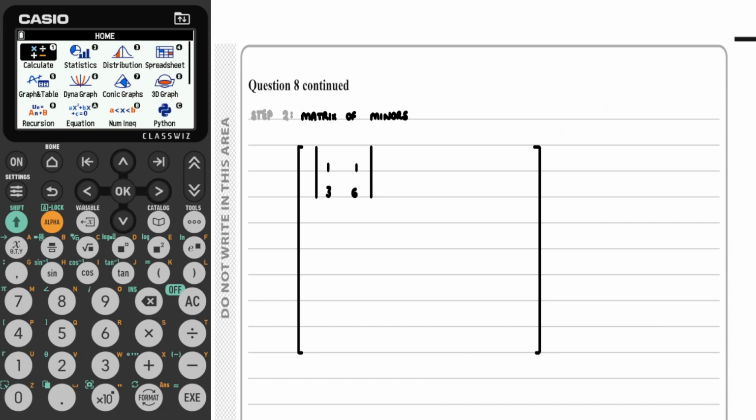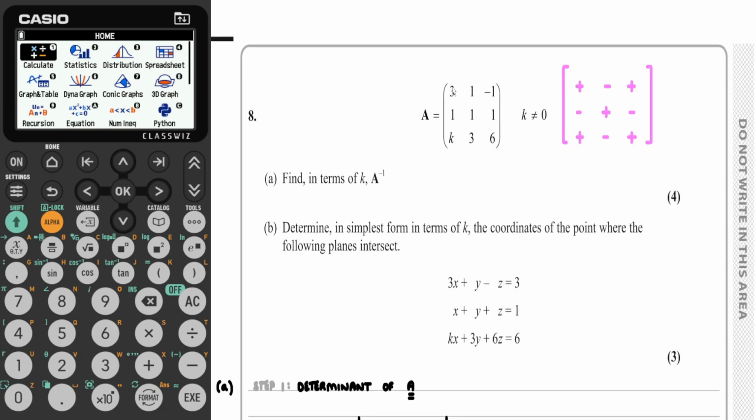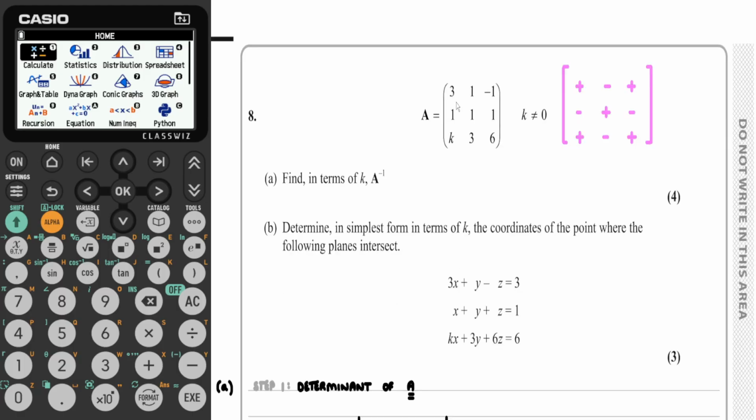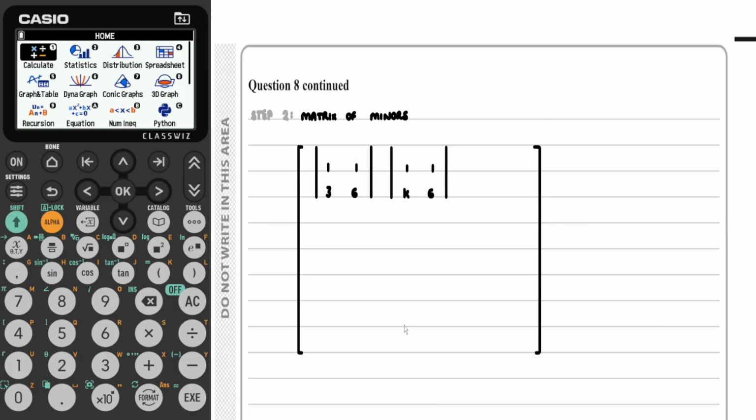For the next element, we cover up the first row and the second column, and we take the determinant of what's left over. So we have the determinant of 1, 1, k, 6. For the next element, we cover the first row and the third column, and take the determinant of what's left over. So we have the determinant of 1, 1, k, 3.